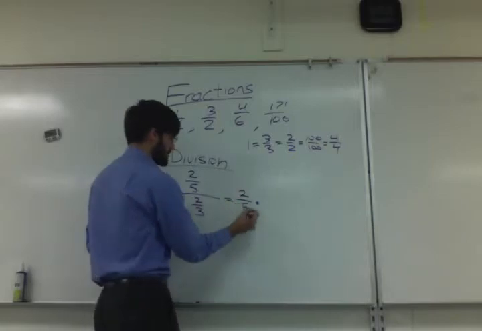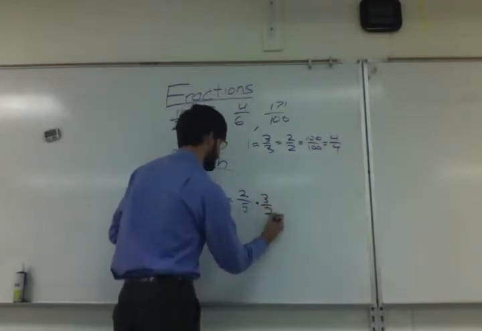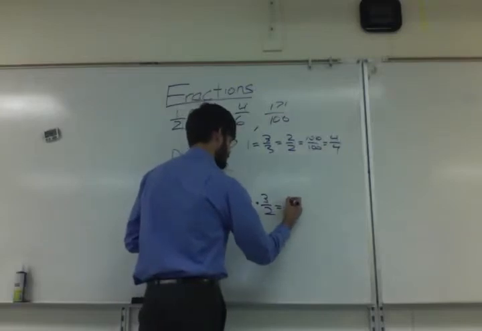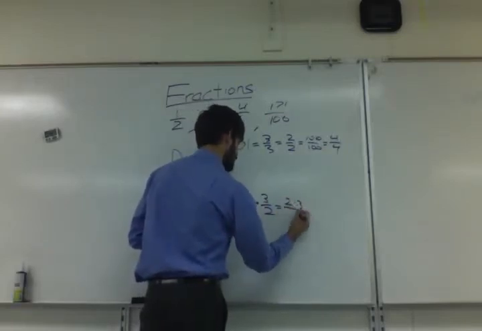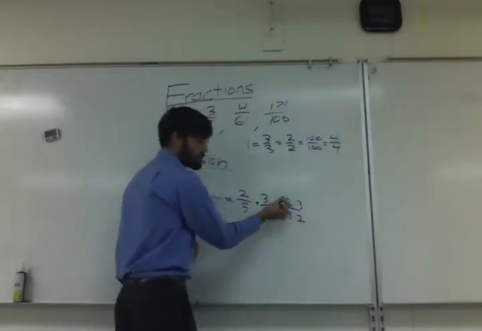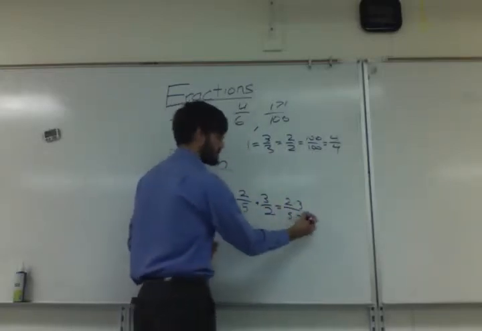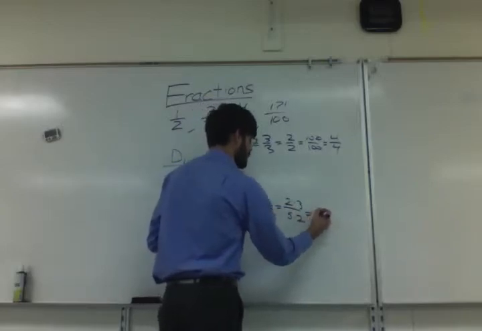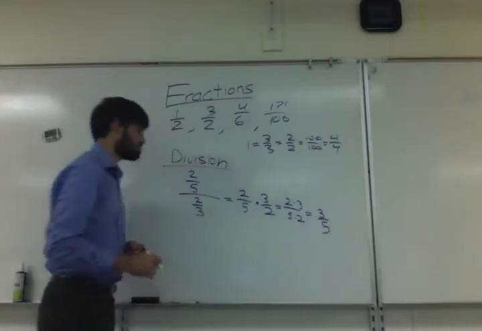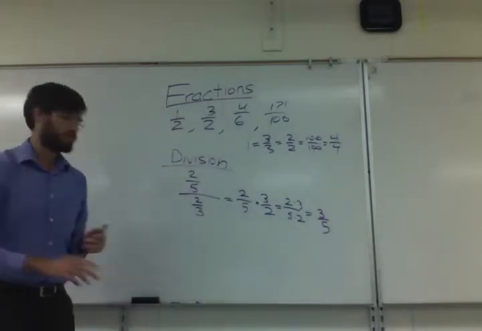So I'll have 2/5 times 3/2. And that's going to give me 2 times 3 over 5 times 2. You might notice that these 2's cancel. We'll have 2 divided by 2, which will give us 1, and we'll end up with 3 over 5 as our answer. Okay, so that's how division works.